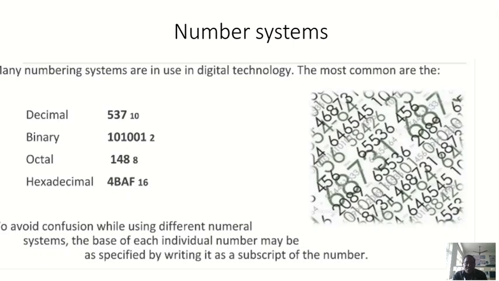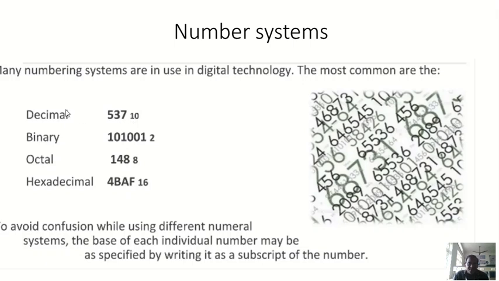While we are studying digital electronics, first we have to know about number systems. We have different kinds of number systems. The most common are decimal, binary, octal, and hexadecimal. In the diagram you can see decimal 537, binary 1010, octal 148, hexadecimal 4BAF. To avoid confusion, the base of the number shows what kind of number it is.